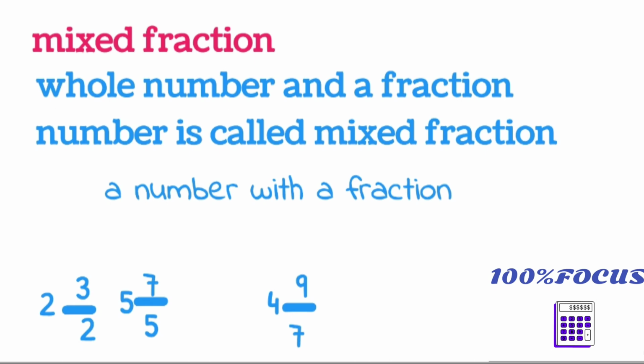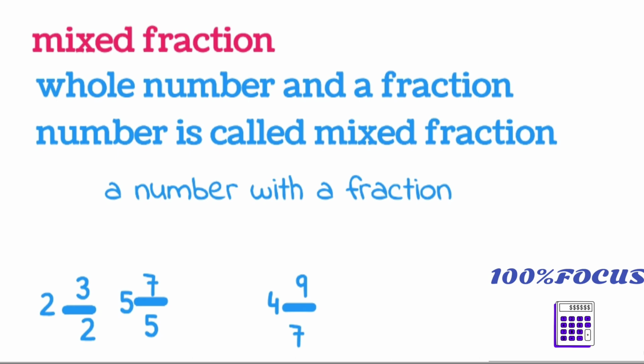So what is a mixed fraction? Then next we are going to mixed fraction. Mixed fraction means a whole with a fraction. A whole with a fraction means a number with a fraction. We are going to have one natural number and the fraction combined. Okay, a number with a fraction is known as mixed fraction. By example, we can understand it clearly. That is 2 3 by 2, 5 7 by 5, 4 9 by 7.